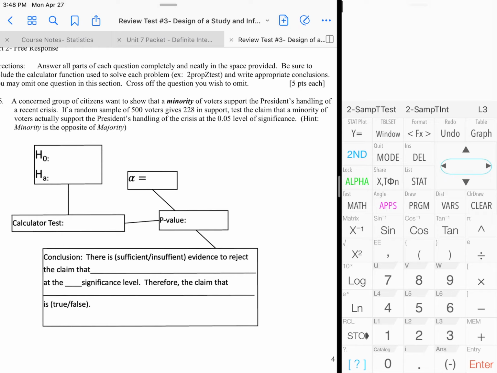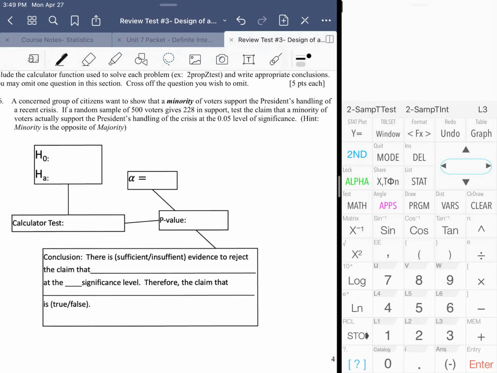A concerned group of citizens wants to show that a minority of voters support the president's handling of a recent crisis. Now, mind you, this is fall 2018, so no current events involved here. If a random sample of 500 voters gives 228 in support, test the claim that a minority of voters actually support the president's handling of the crisis at the 0.05 level of significance. All right, so here's my 0.05 that goes in for alpha.